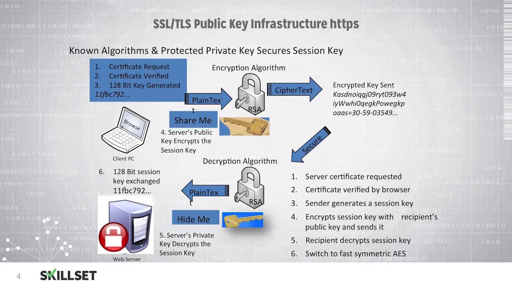The client then takes that 128-bit key and encrypts it with the RSA algorithm using the server's public key to secure the data. By using the server's public key, only the server's private key will be able to decrypt the data. They then transmit the encrypted data to the web server. Once it gets to the web server, it can decrypt the data using the RSA algorithm and the web server's private key.